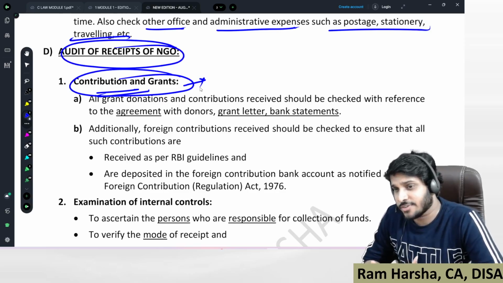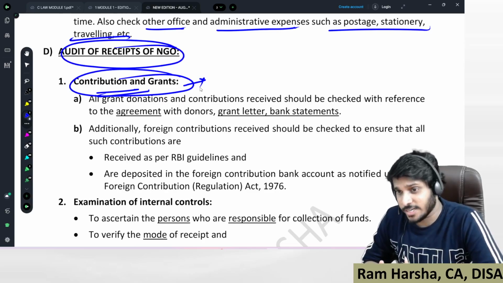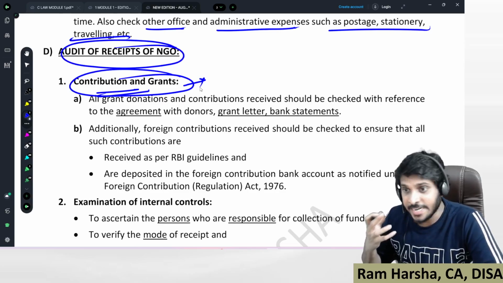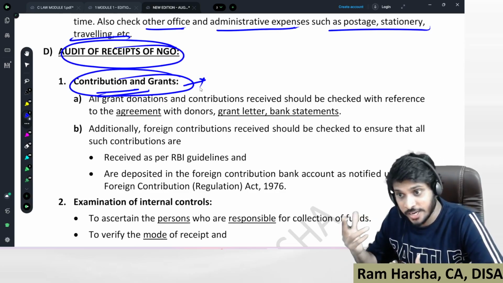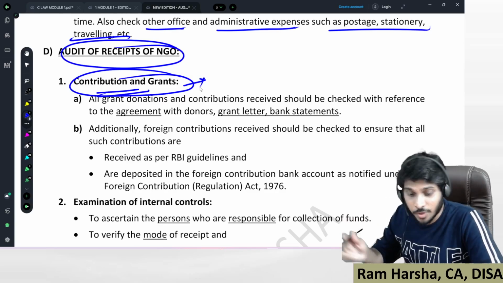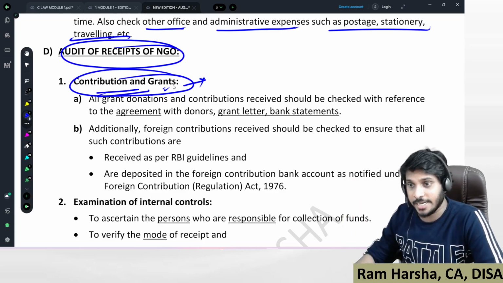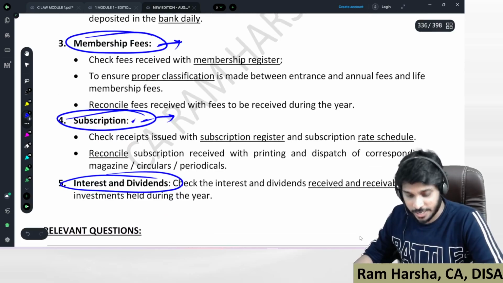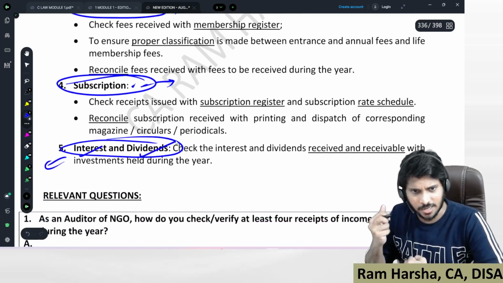Like they did some activity called Kaveri Calling in 2019-20, where they are protecting rivers of India. So they are campaigning a very big program. For that they are asking for donations. So I gave some donation, for example. So that is called contribution and grant. So an NGO will have either contribution and grant income, or membership fee income, or subscription income, or from investments they'll be getting interest and dividend income.